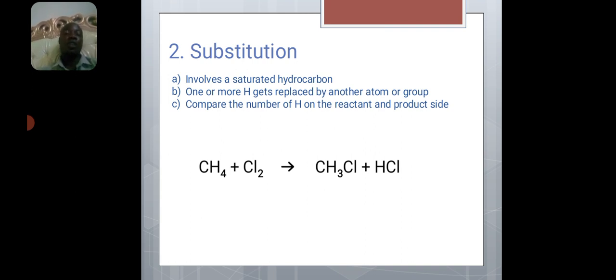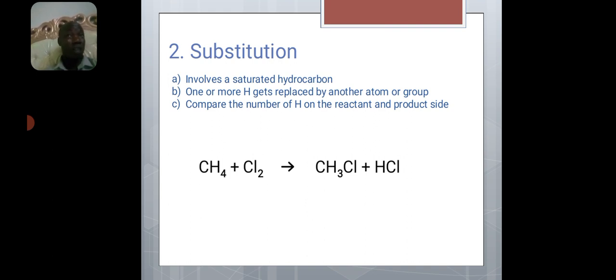So what happens in substitution reaction? One or more hydrogens get replaced by another atom or group. Compare the number of hydrogens on the reactant and the product side. So you see now we have methane, CH4. We can see that in the reactant and the product, one atom of hydrogen is removed, and we now have CH3Cl, and we call it chloromethane, plus hydrochloric acid.